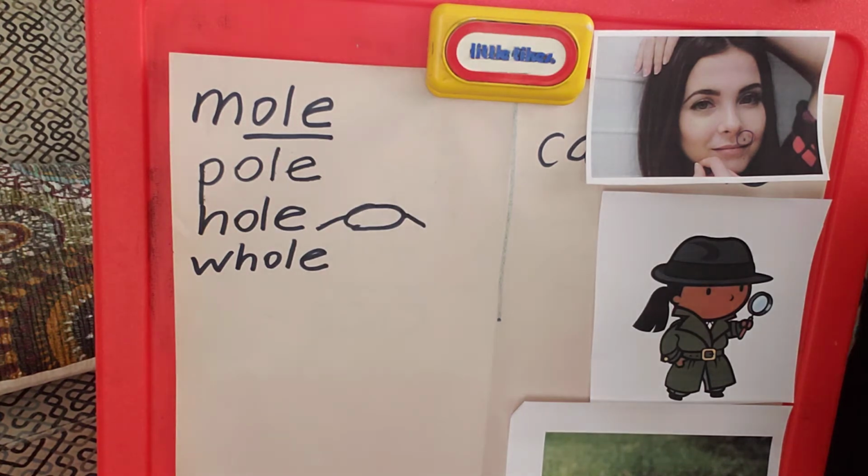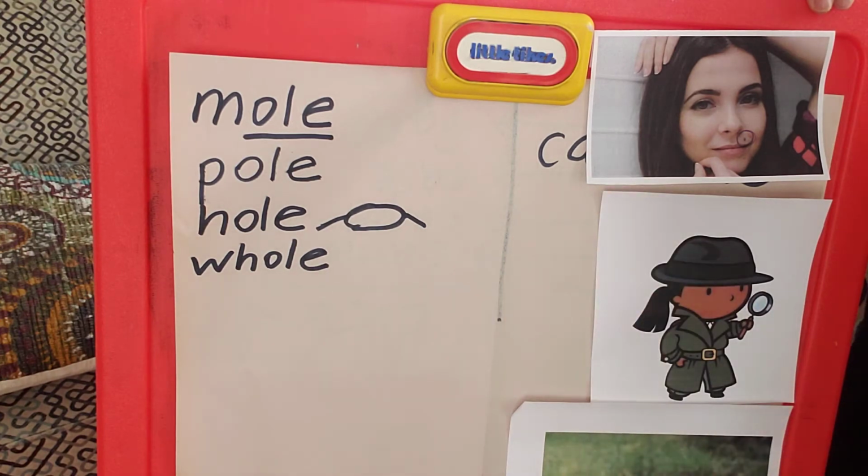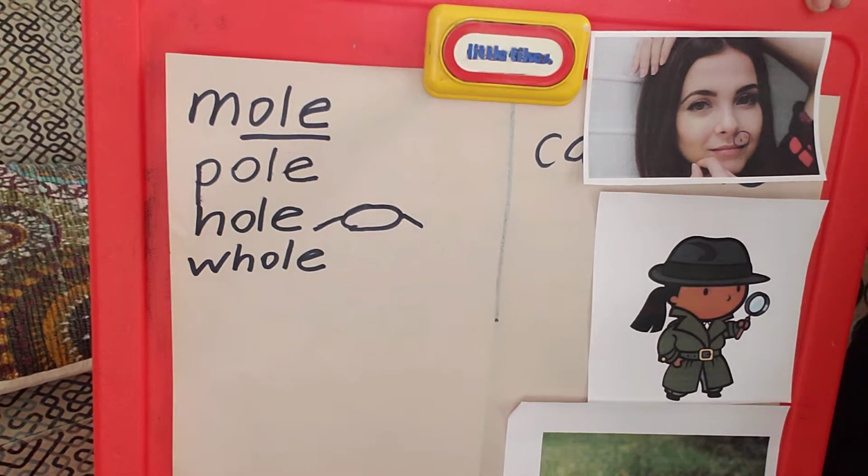All right, let's try a longer word. Now, the word hole, so now we're going from mole to hole, can have a few different word parts that come before it. So for example, watch.